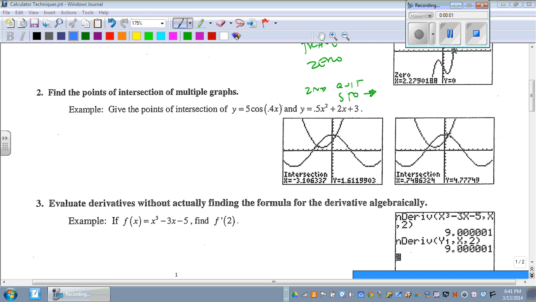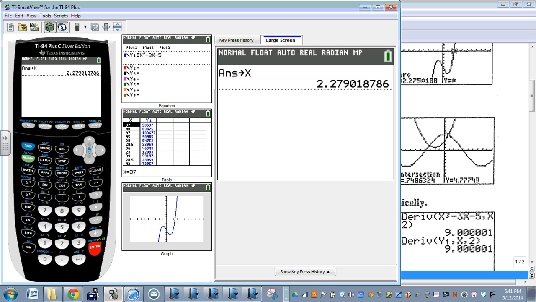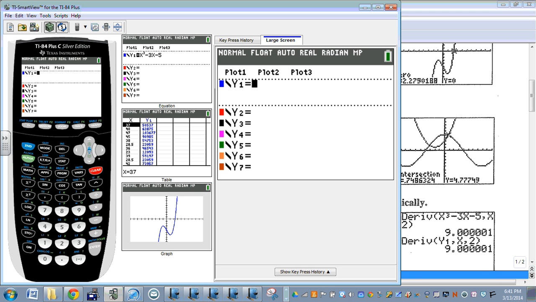Right, so for the second one, we want to find the points of intersection. So we're going to go back to our calculator and graph these two right here. So for y equals, we have 5 cosine of 0.4x. And again, remember, we need this to be in radian mode.